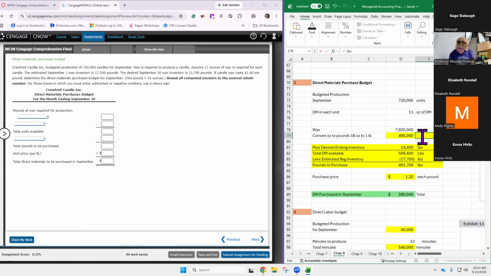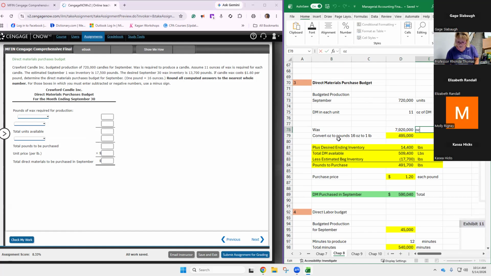In order to get your pounds, we've got to divide this by 16. So I guess that really goes up there. Let me do that. Hang on. Okay, so we're going to divide the ounces by 16 to get pounds.